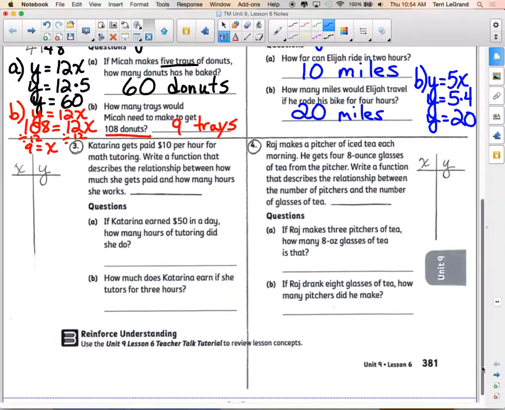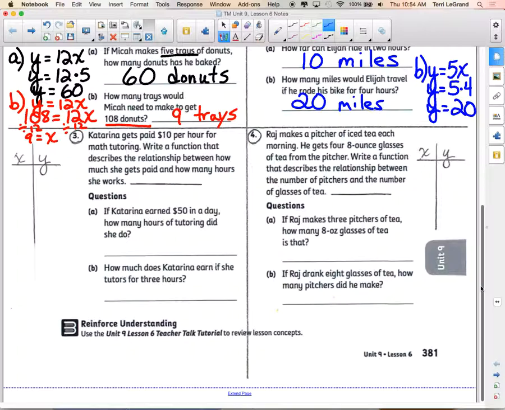Math tutoring. Get really good at math, folks, so that you can tutor others. Because math tutors get paid a lot more than $10 per hour. They get paid a lot of money. I don't know if you've ever had to hire one, but they get paid pretty good. I don't really understand why, but they do.